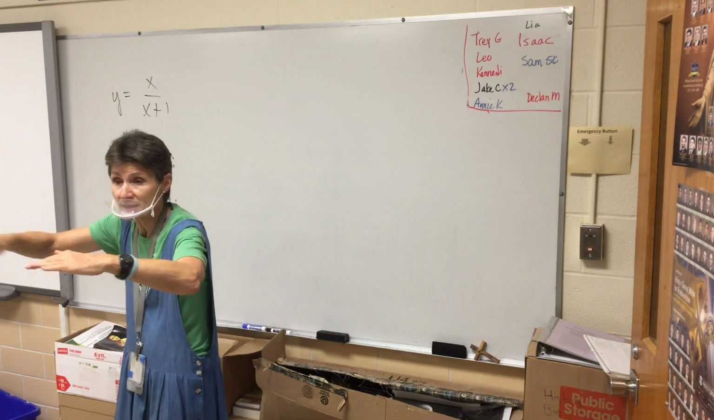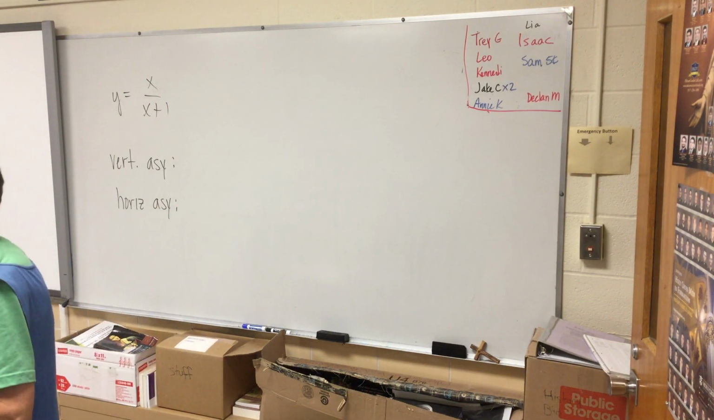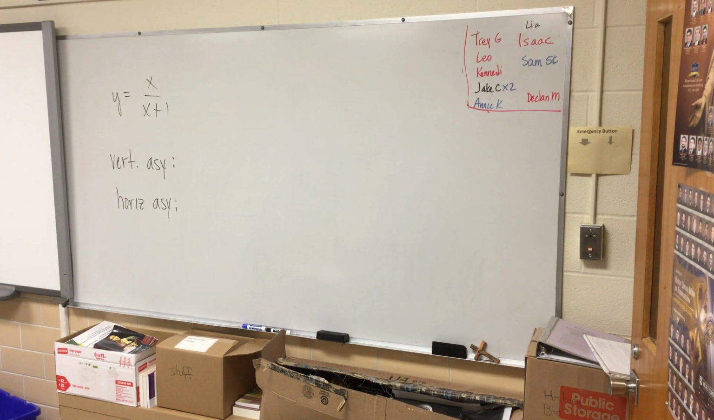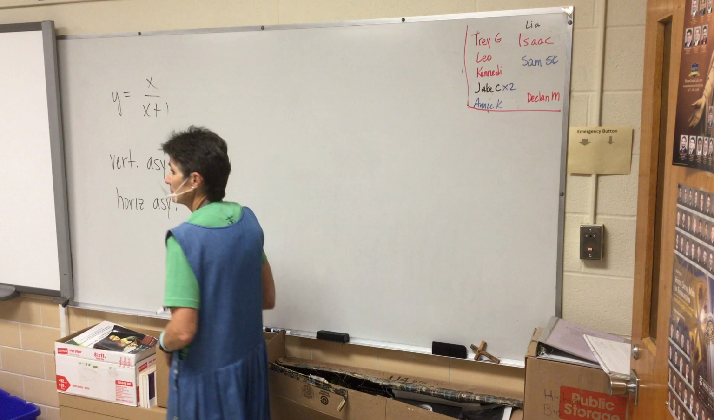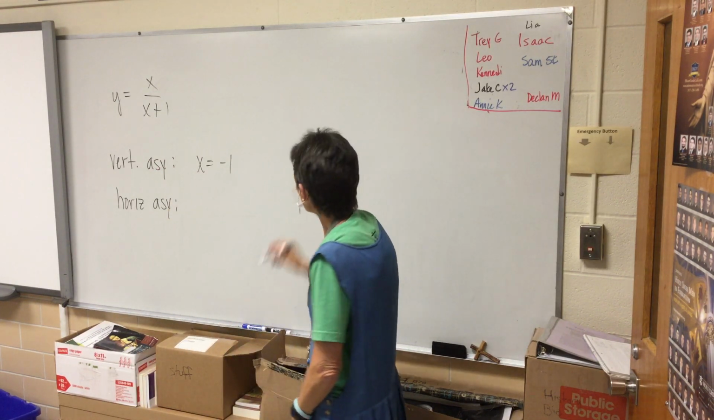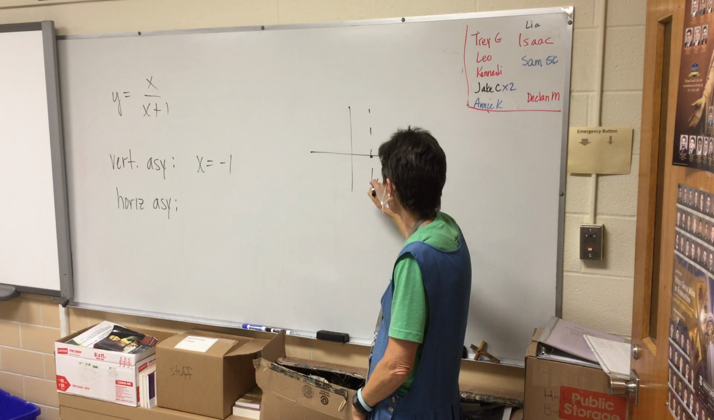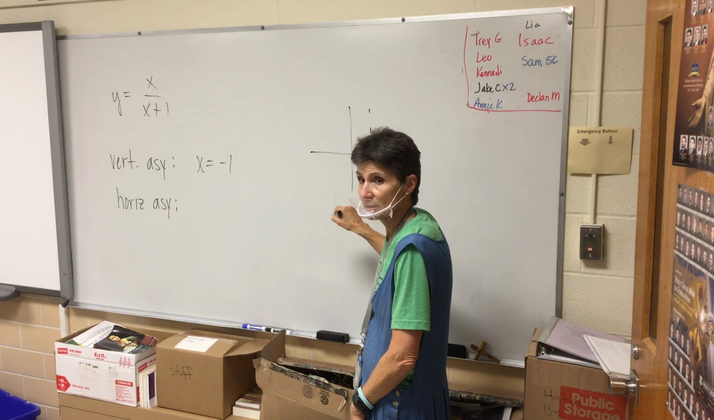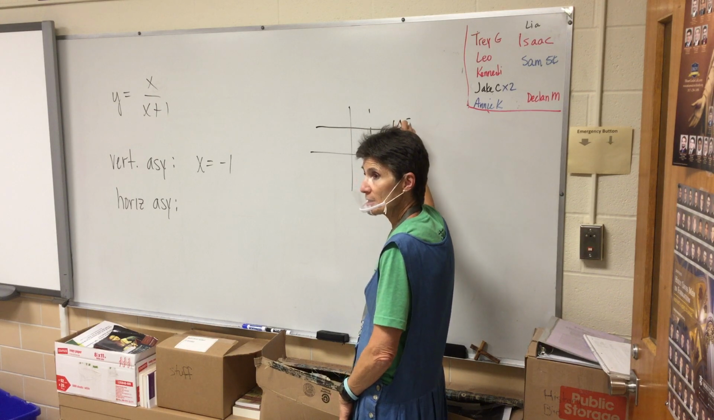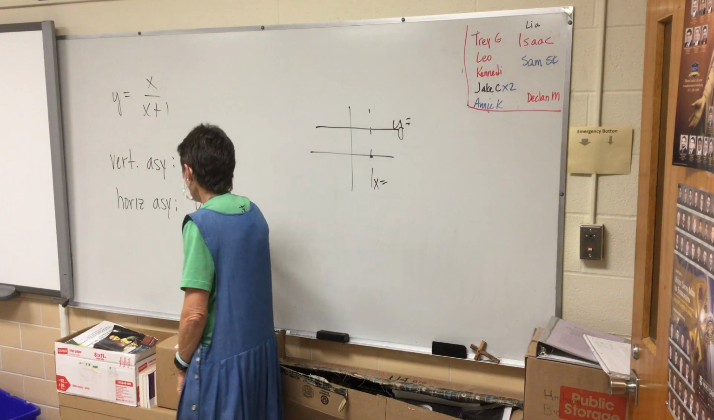X cannot be -1, right? Cannot be's are vertical asymptotes. So when you say to me absolutely, positively, can't fix it, x can't be -1, then your vertical asymptote is x equals -1. Remember, vertical asymptotes intersect the x-axis, so they are x equals lines. If you intersect the x-axis, you're at x equals. Horizontal asymptotes are going to be y equals lines because they cross the y-axis. All right, so my horizontal asymptote is y equals.